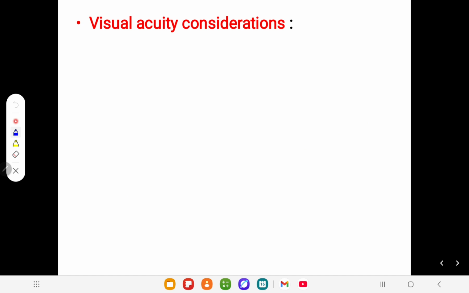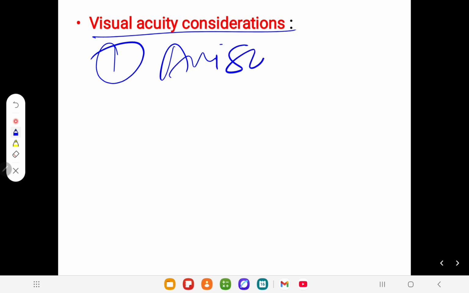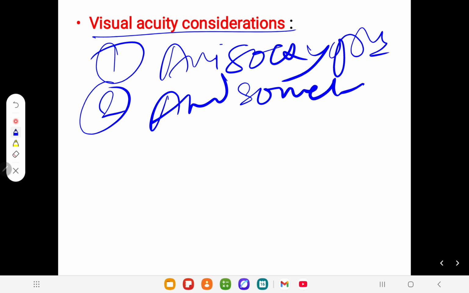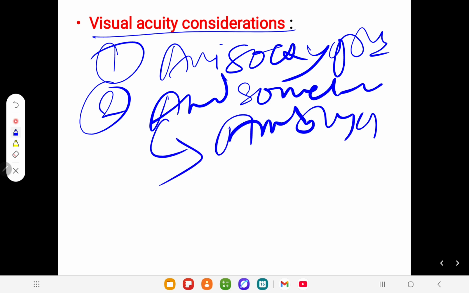What do we consider in visual acuity consideration? Means if two eyes have different visual acuity. I have already told you what that condition is. Anisoaxiopia, isn't it? Unequal visual acuity. Or the second condition we prefer, anisometropia, which causes amblyopia. That's another condition which we consider.